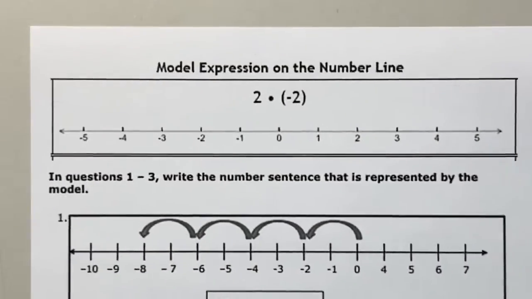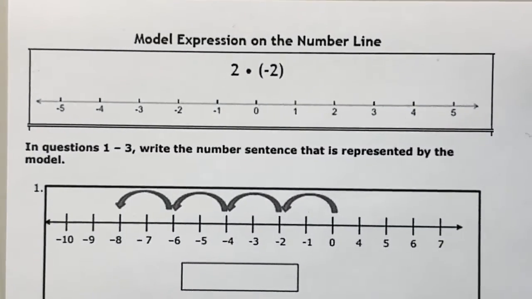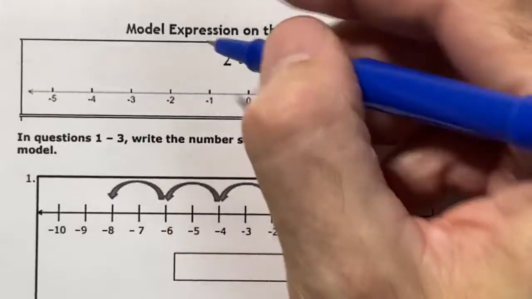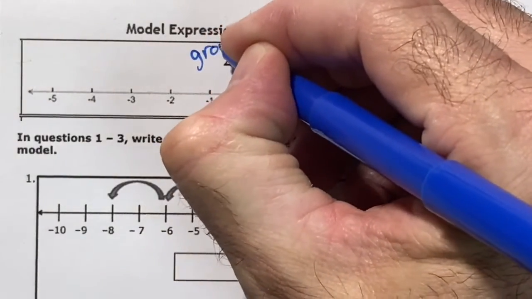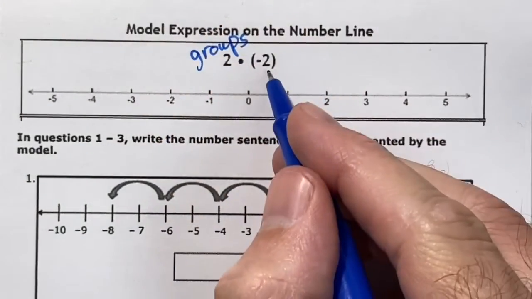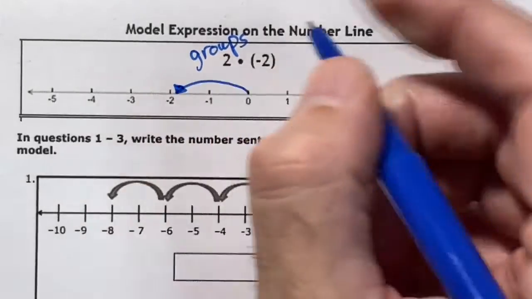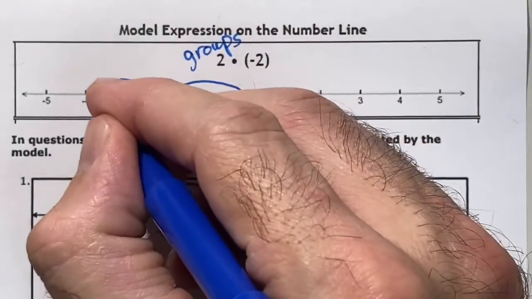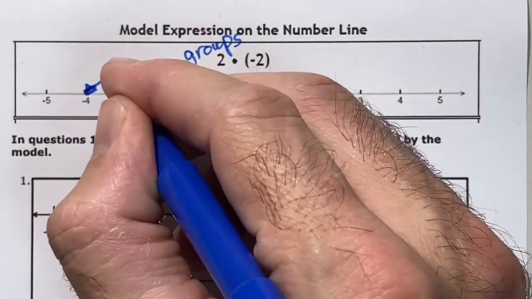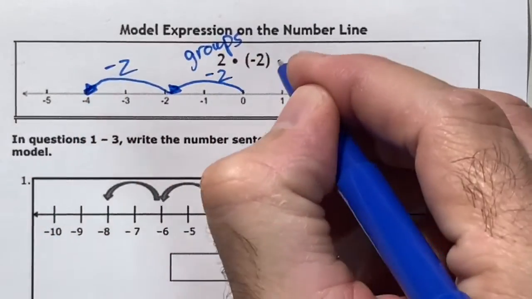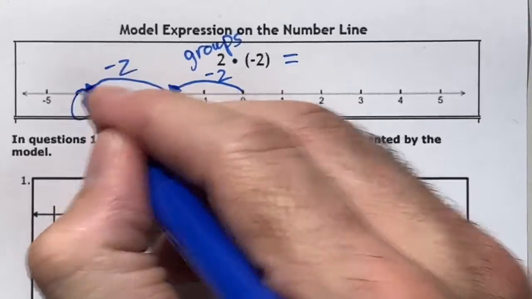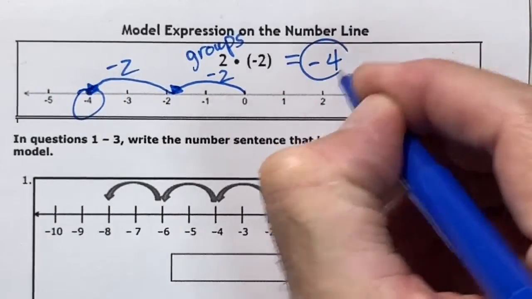Okay, so we're just going to do a little modeling on the back. So there's two groups, so we're going to label this two groups of negative 2. We're going to go negative 2. And then we're going to do it again, negative 2. And then just label negative 2, negative 2. And that is going to equal negative 4.